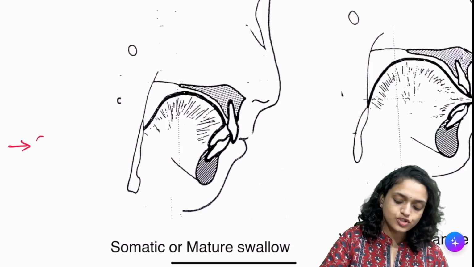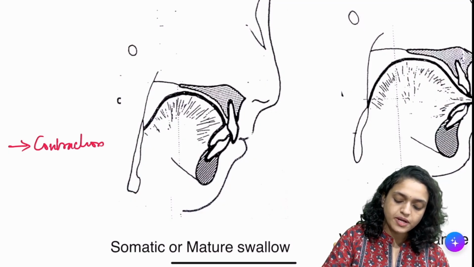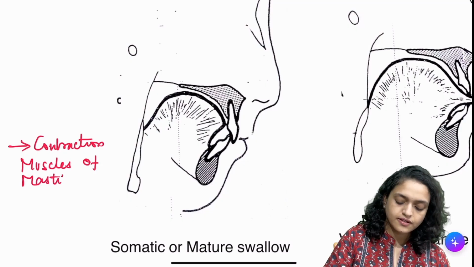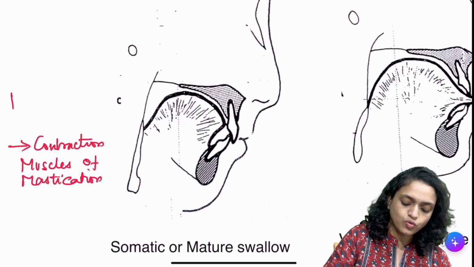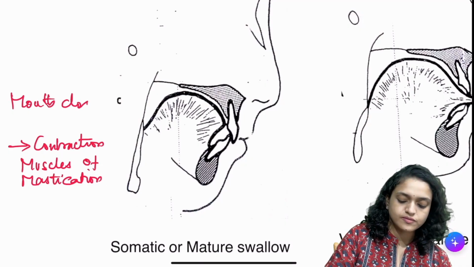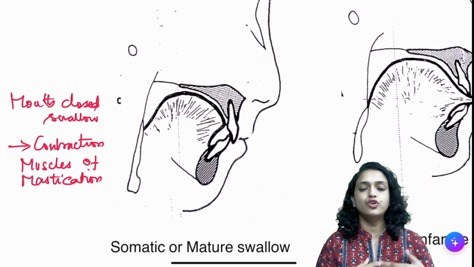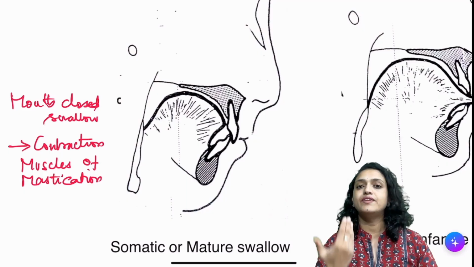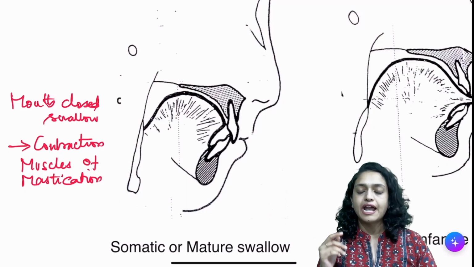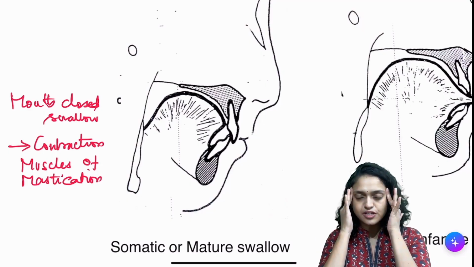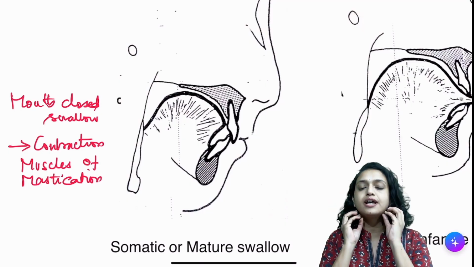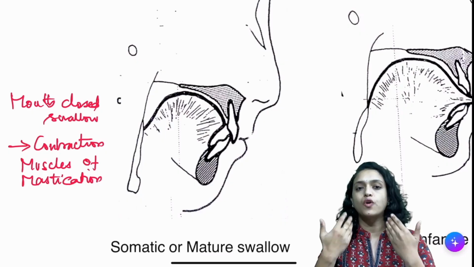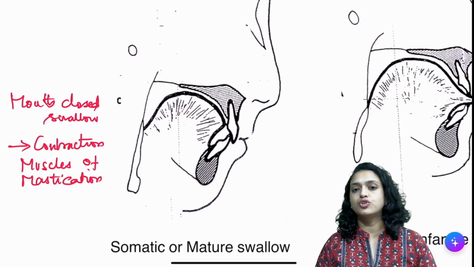First, there is contraction of the muscles of mastication. This is a mouth closed swallow. This is how a normal person swallows. Whenever we swallow, we do not open our mouth and swallow. We have to close our mouth to create a peripheral seal, and then we create a negative pressure for the swallowing. And when you palpate the muscles of mastication, they are supporting the mandible so that the swallowing process happens. So this is a mouth closed swallow.